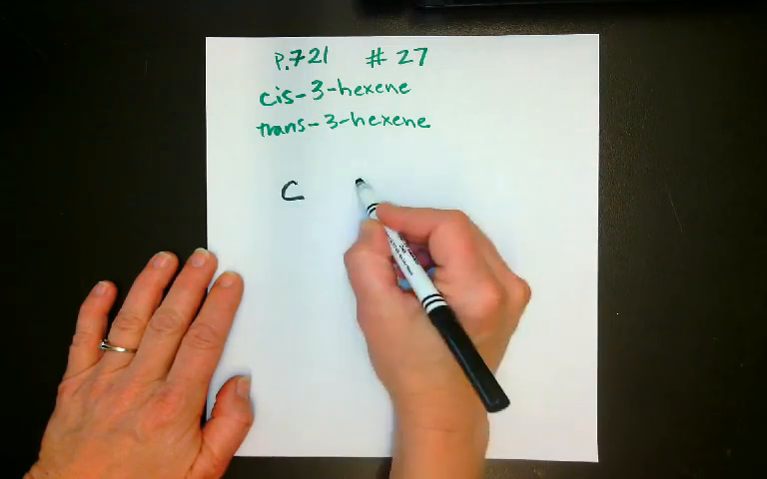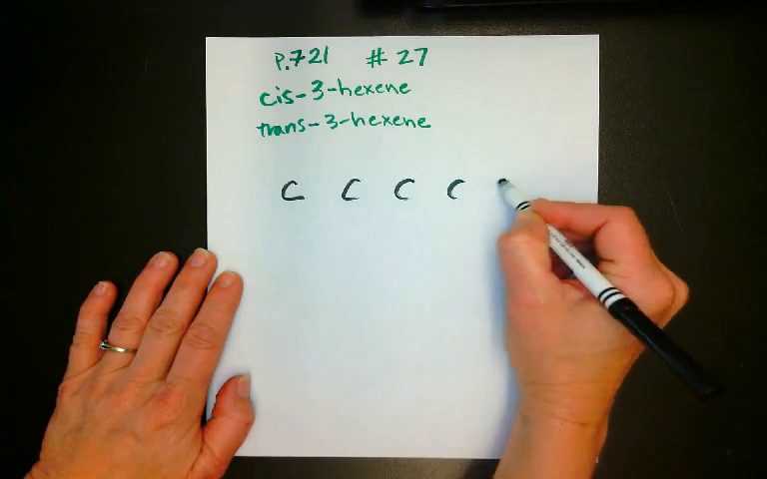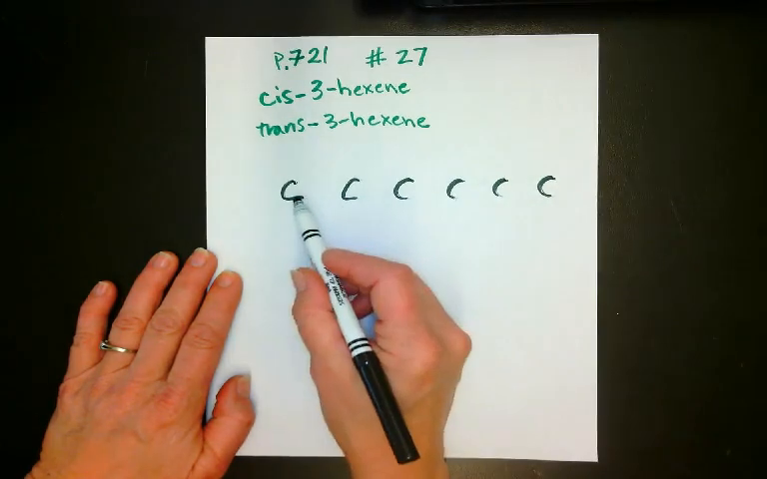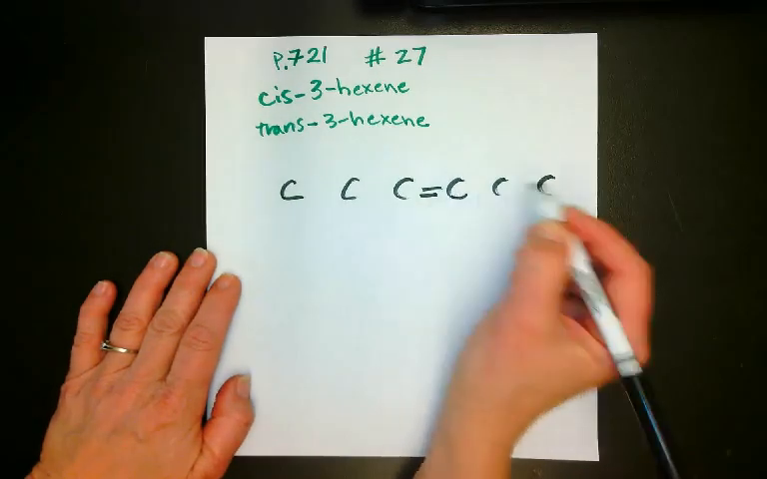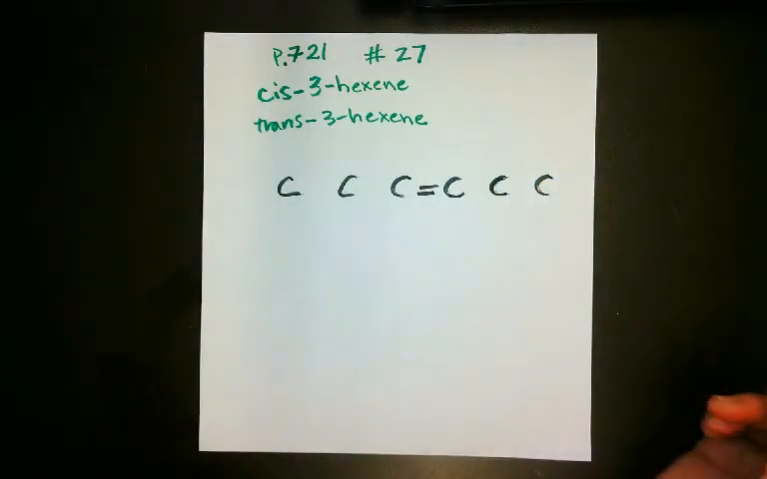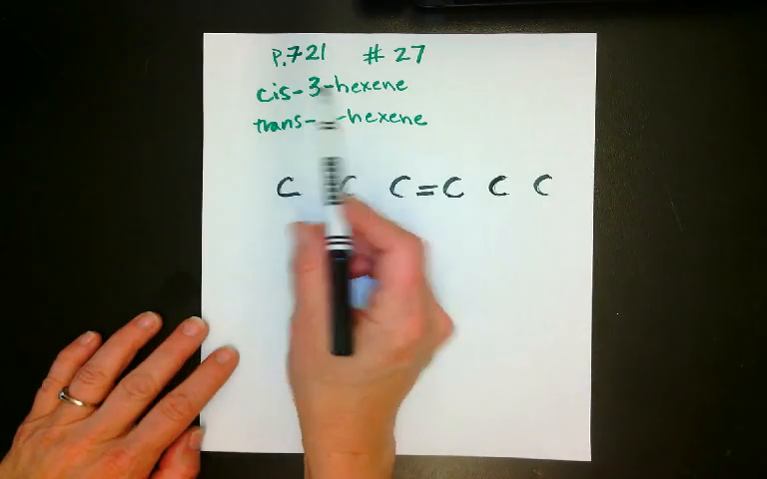So I'm going to have 1, 2, 3, 4, 5, 6, and on the third, 1, 2, 3, there's going to be a double bond. So this is hexene without the hydrogens. I'm just going to leave the hydrogens off. Well, you go, these are the same, 3 hexene, 3 hexene.